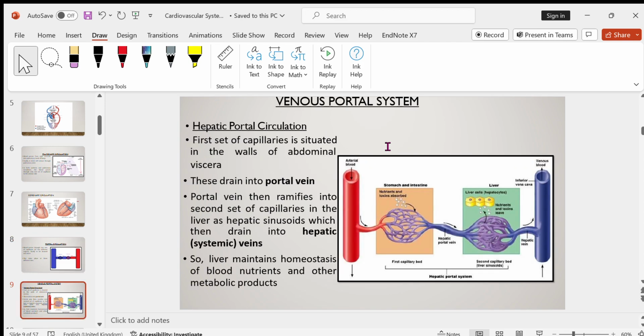So this dual capillary bed system is called the portal circulation. Now, the portal circulation is of venous and arterial type. First of all, we'll discuss the venous portal system. The first example for the venous portal system is the hepatic portal circulation. The word hepatic is for liver. The arterial blood goes to the stomach and intestine. This is the first capillary bed. Then through the hepatic portal vein, it enters the second capillary bed, which are the sinusoids in the liver. And from here, the blood enters via the hepatic vein to the venous system. This is the hepatic portal circulation.